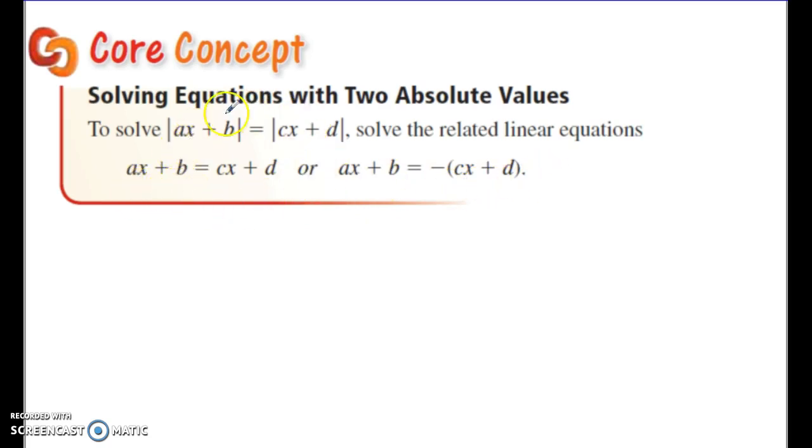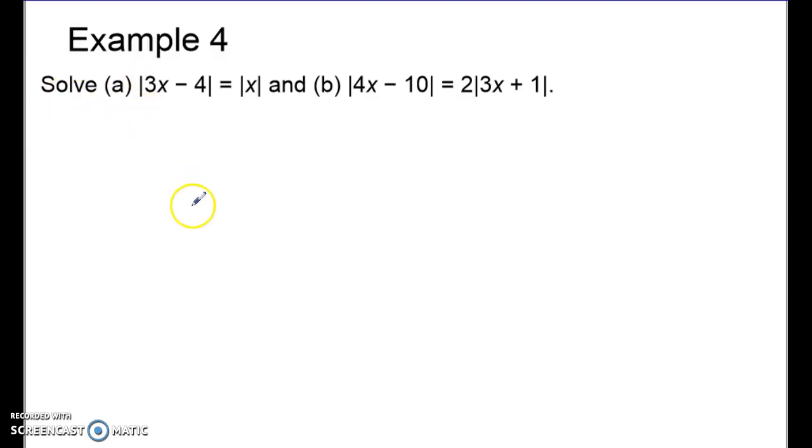I write my first equation just the same way I did, without the absolute value symbols. Then I have to write my second equation as I take the first one just fine, and I make the second one completely negative. Here's the thing: don't forget your parentheses on that second one to distribute the negative sign. So here's our example.